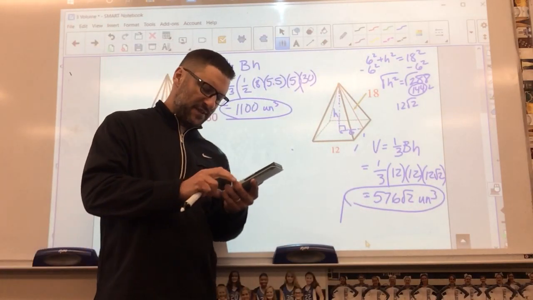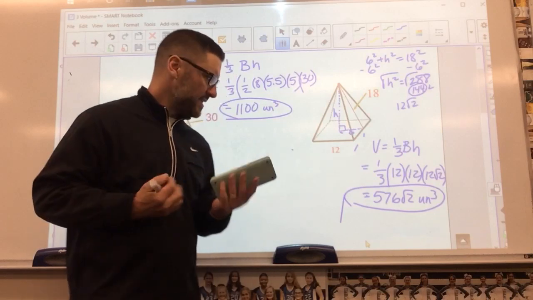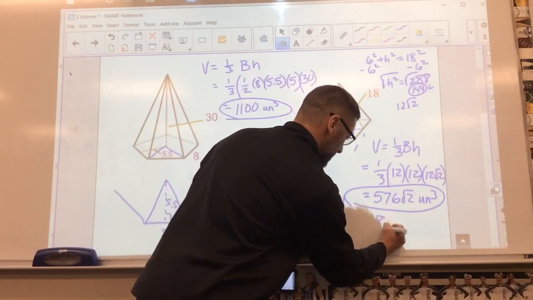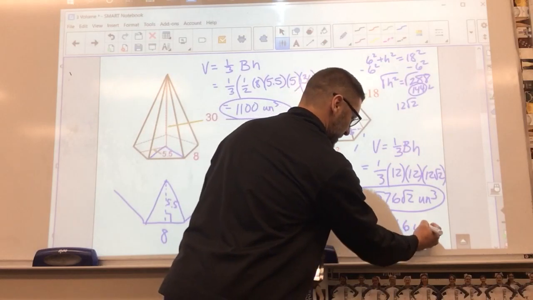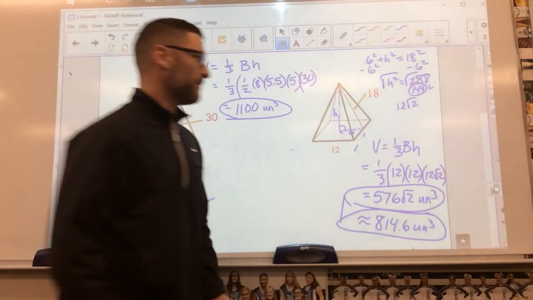So I'm going to take now 576 times the square root of 2 on my calculator. And that decimal approximation would be approximately 814.6 cubic units would be the volume of that figure.